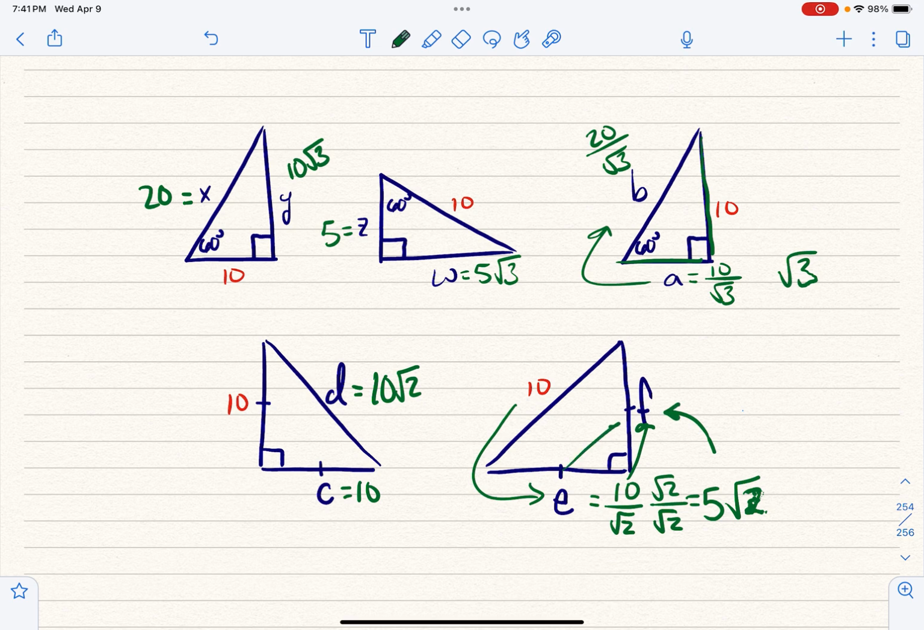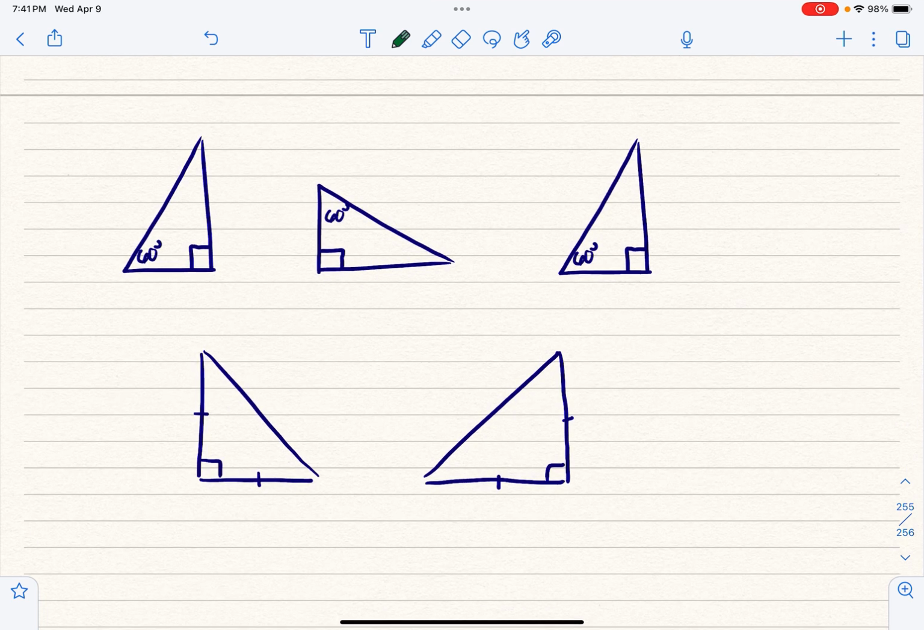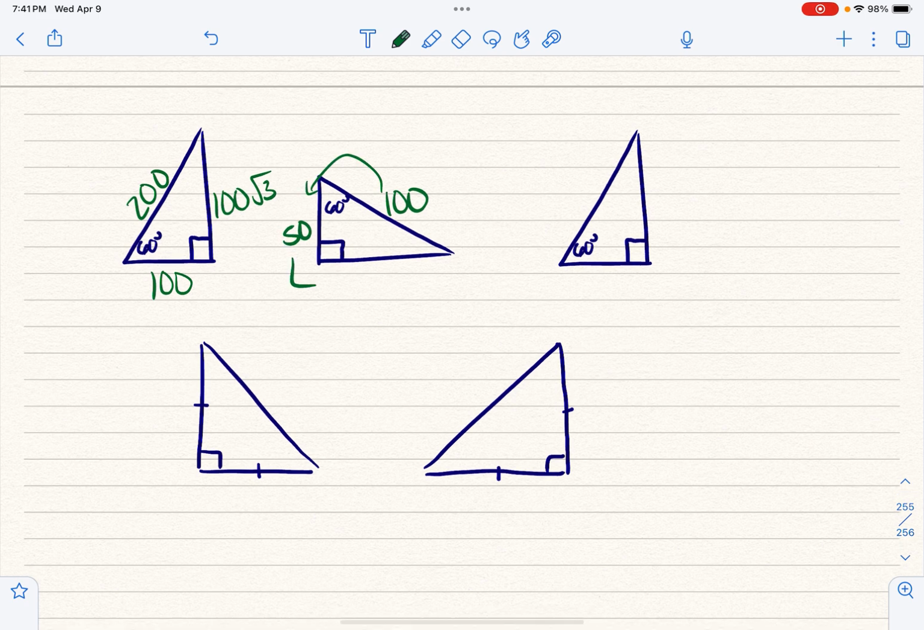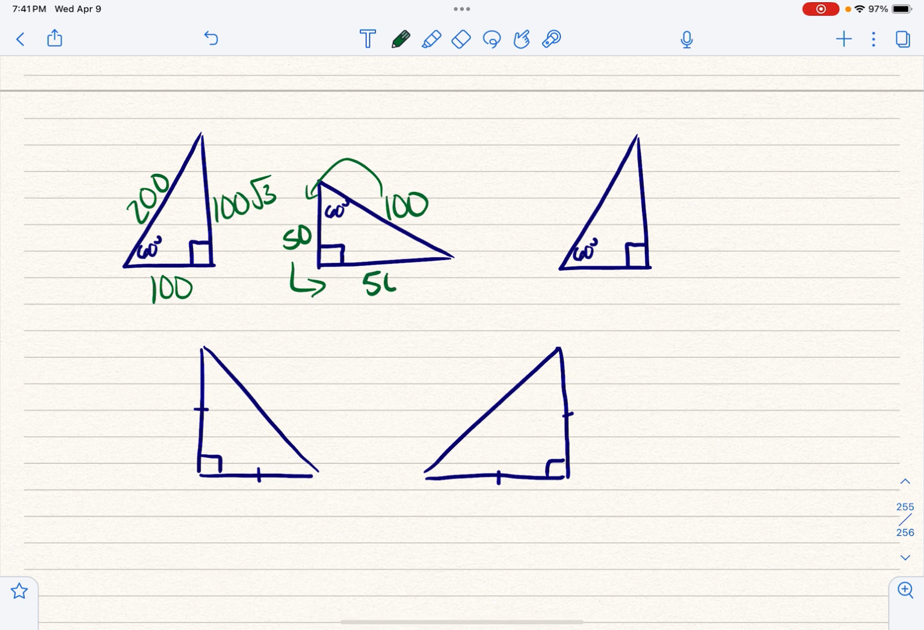All right, so in review, with the 30, 60, 90s, you know that if you know the short side, you double it to get to the hypotenuse. If you know the short side, you multiply by square root of 3 to get to the longer leg. So therefore, if this was 100, the hypotenuse would be 200 and the longer leg would be 100 times the square root of 3. In this next one, if the hypotenuse was 100, we would cut that in half to get to the short side and it would be 50. And then we would multiply that by square root of 3 to get to the longer leg. So it would be 50 times the square root of 3.